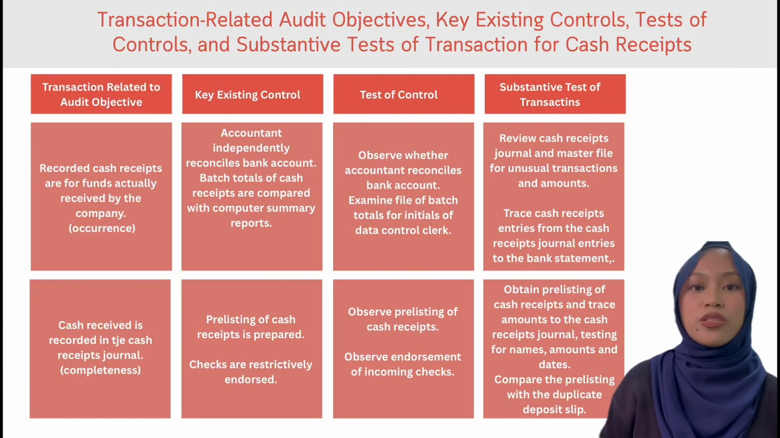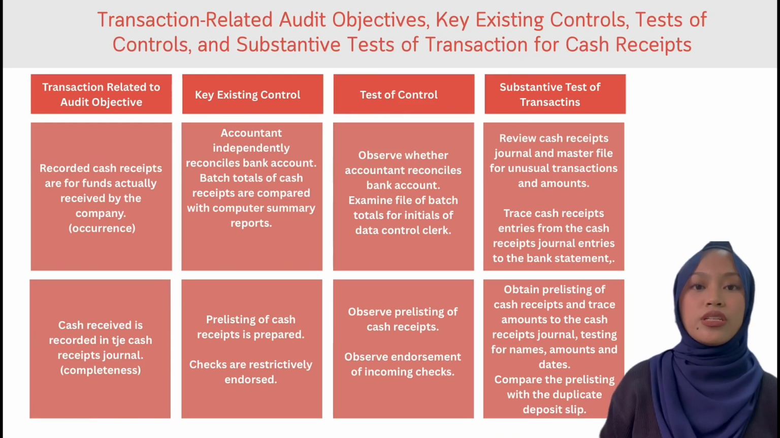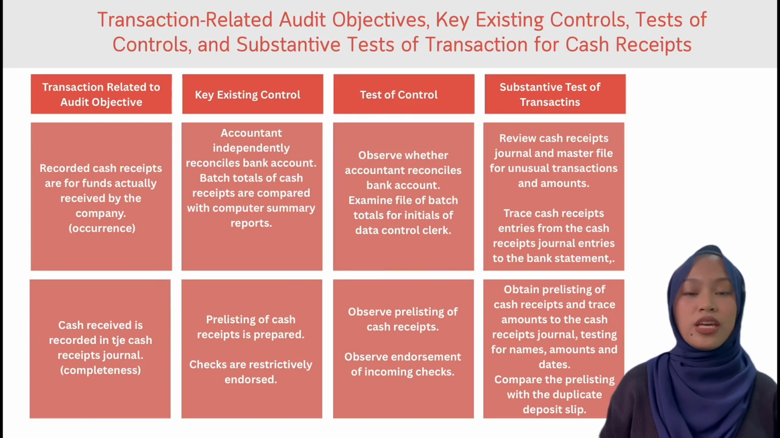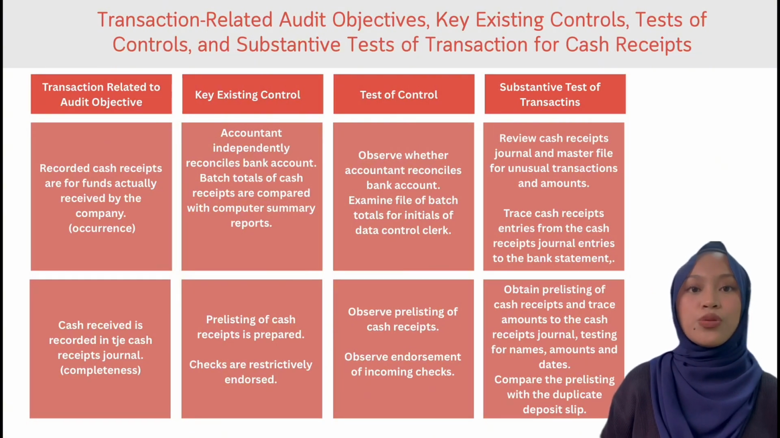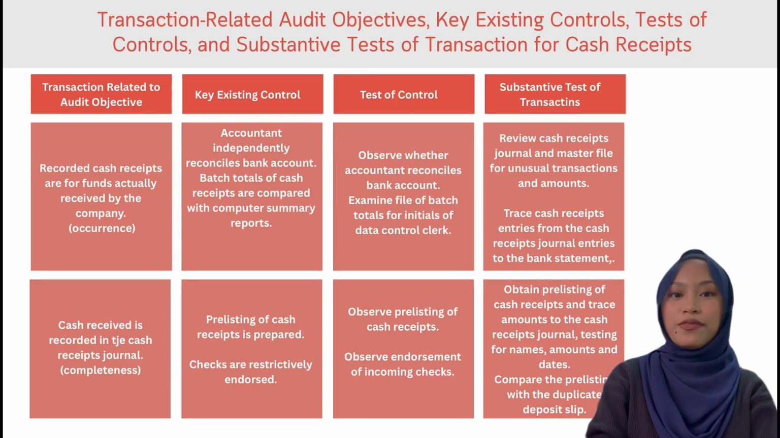They also check the batch files to see if they were reviewed and signed by the data control clerk. For the substantive test, auditors review the cash receipt journal and the master file to find any unusual transactions or amounts. Then, they trace the cash receipts from the journal to the bank statement to make sure the money was really received.